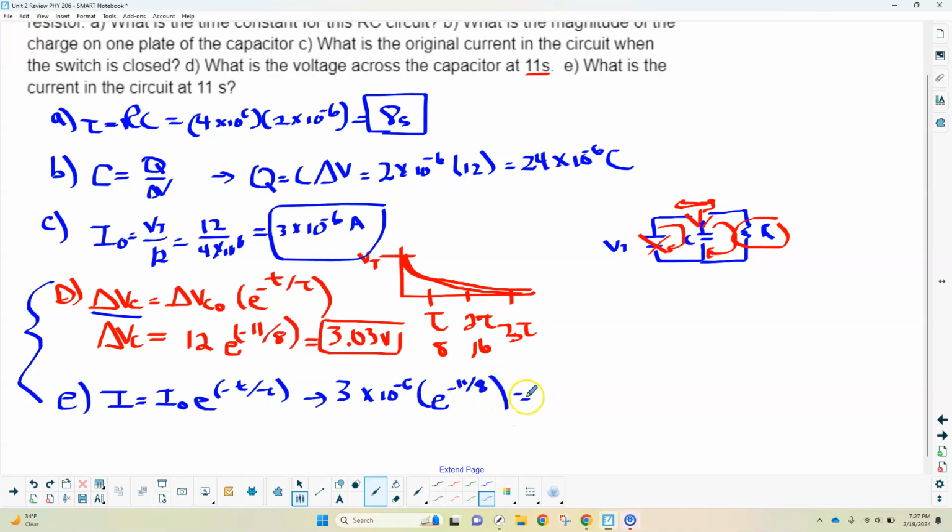And if you do that, you get 7.59 times 10 to the negative 7th. And that's going to be amps. So again, it has dropped a lot. It went from 3 times 10 to the negative 6, which is a small amount, to a factor of like 10, almost 20 less. So it is a much smaller value.